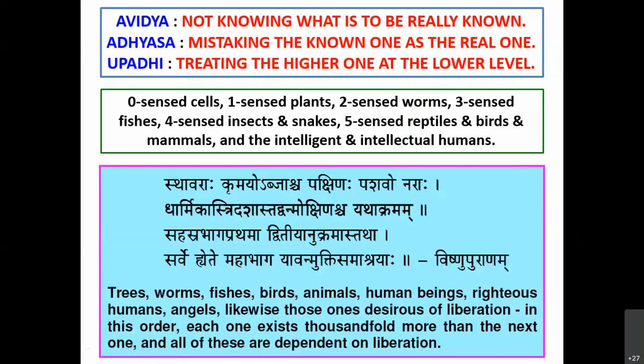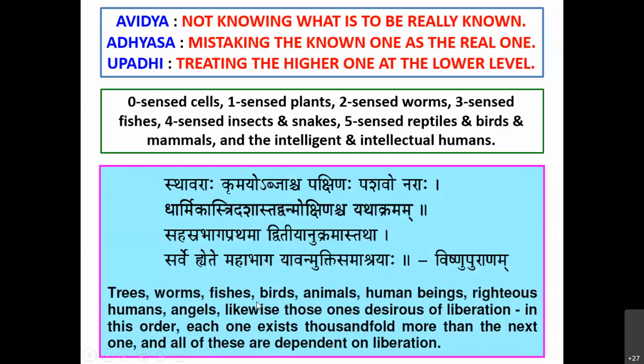Let's understand this. Even the people who are desirous of liberation, they are less in number. Then angels are more in number. Righteous humans are more in number. Human beings are still more in number. Animals are much larger in number. Birds are still larger in number. Fishes are still larger than the birds. Worms are much larger in number. Trees are much larger in number. That is where the Rishi says in the Vishnu Puranam that each one exists thousandfold more than the next. And all of these are dependent on liberation.